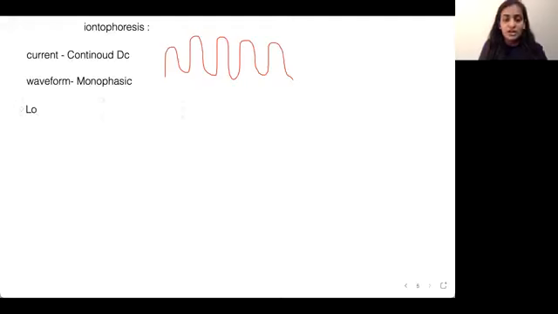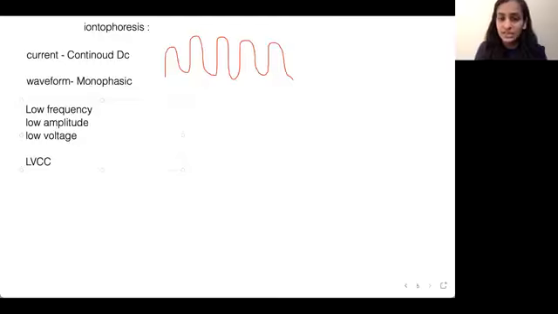So iontophoresis is a current which is low frequency, low amplitude, and low voltage. So can I call iontophoresis LVCC, low voltage continuous current? Yes, because it's a low voltage continuous direct current with a monophasic waveform.